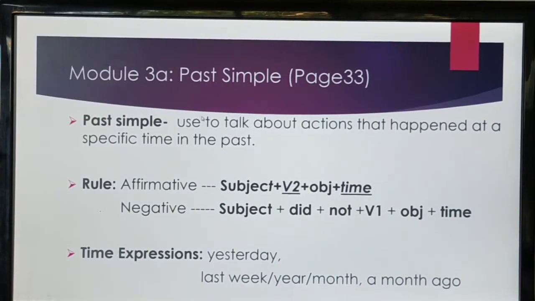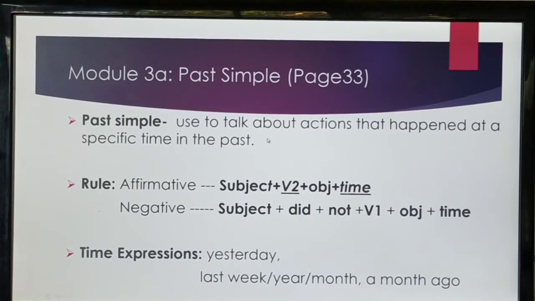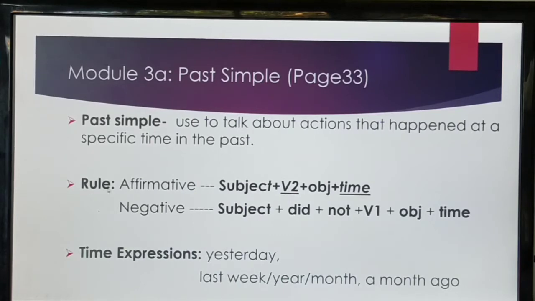Past simple is used to talk about actions that happened at a specific time in the past. This means these are actions that are already finished or actions that you did already. So we have the rules. We have affirmative and negative. For affirmative sentences, these are the actions that are already finished or you did already. But for negative sentences, these are the actions that we did not do yet or we haven't done yet.